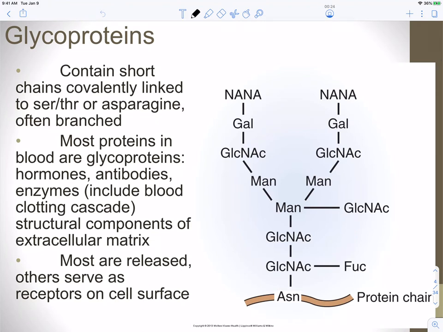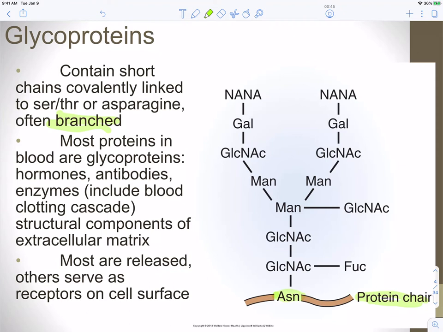And so glycoproteins are just simply a protein. And proteins obviously are made by our cells. And in proteins, you're going to have asparagine residues. And attached to those asparagine residues can be carbohydrates. In this case, they're showing a branched chain, which is very common.